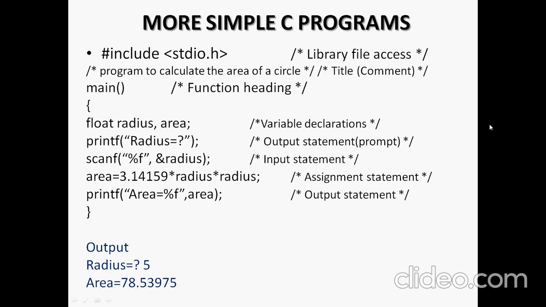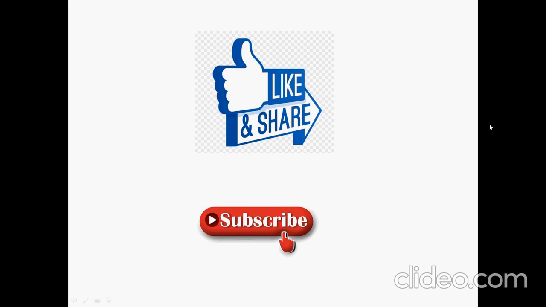So radius will take the value 5, which will be stored in radius, and in the next statement the pi value 3.14159 into radius squared is calculated. Radius is 5 into 5 into the pi value, that is 78.539. That value is going to be stored in area, and with the help of the print statement we are printing the area value, that is 78.53975. So this is how you can use these programs.